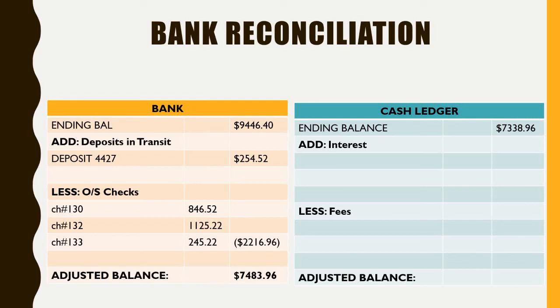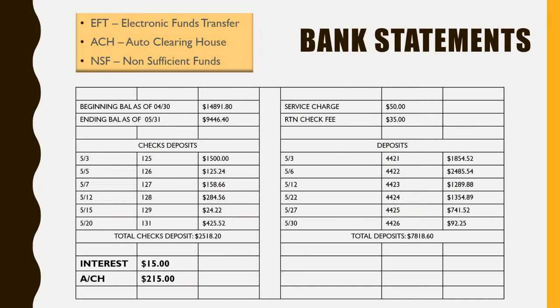That's my starting number. That's the ending balance in my check and my cash ledger account. Next thing I have to do is add any interest or any automated clearinghouse deposits that the bank has collected for me, in this case, checking on the bank statement.